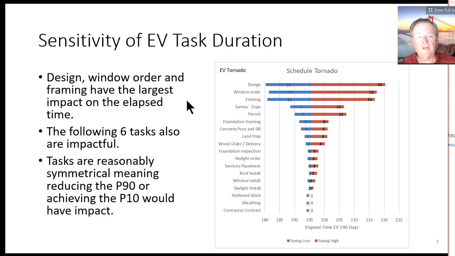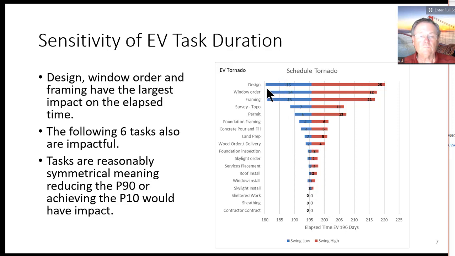Now it's important to understand what is contributing to the schedule. So one way to do that is to look at the sensitivity of the minimum and the maximum, or in this case the P10 and the P90 values. And so here's the 196 days right through here, 196.